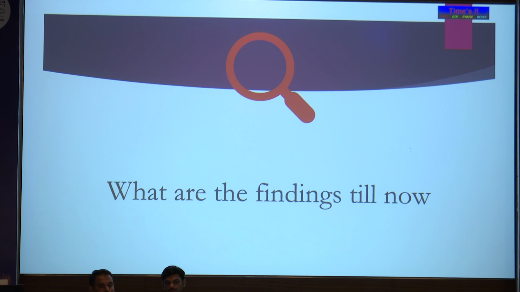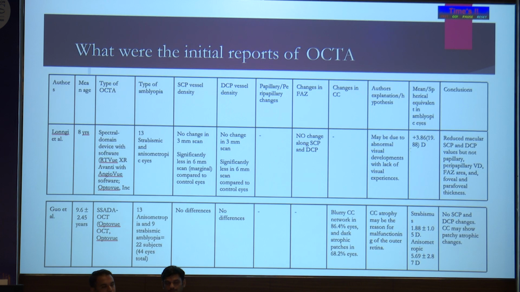So what are the findings till now? We performed a review of literature where we were able to get 17 articles on OCTA, but I will be discussing only the retinal vasculature findings amongst amblyopes. As we all know, there are three different types of amblyopia: strabismic, anisometropic, and bilateral, where ametropic amblyopia might be there. So these are the initial reports on OCTA.